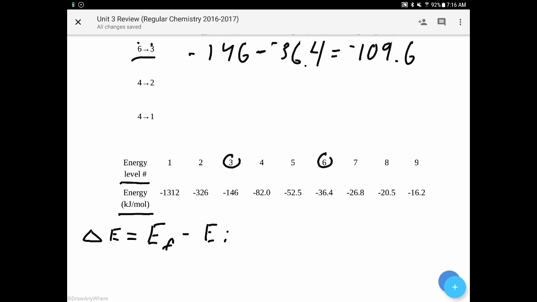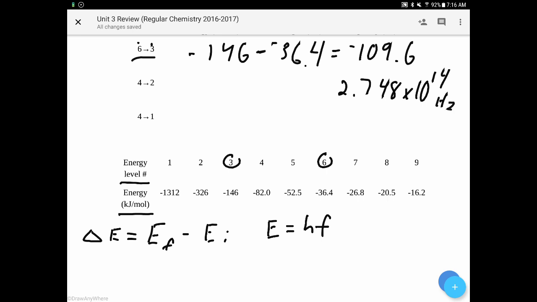Now, from there, we can also find the wavelength and frequency. First, we're going to find frequency. So for that, we would do energy equals h, which is Planck's constant, times frequency. I talked about that in a previous video and how to do it, so I'm not going to go through that whole thing, but the frequency turns out to be 2.748 times 10 to the 14th hertz.